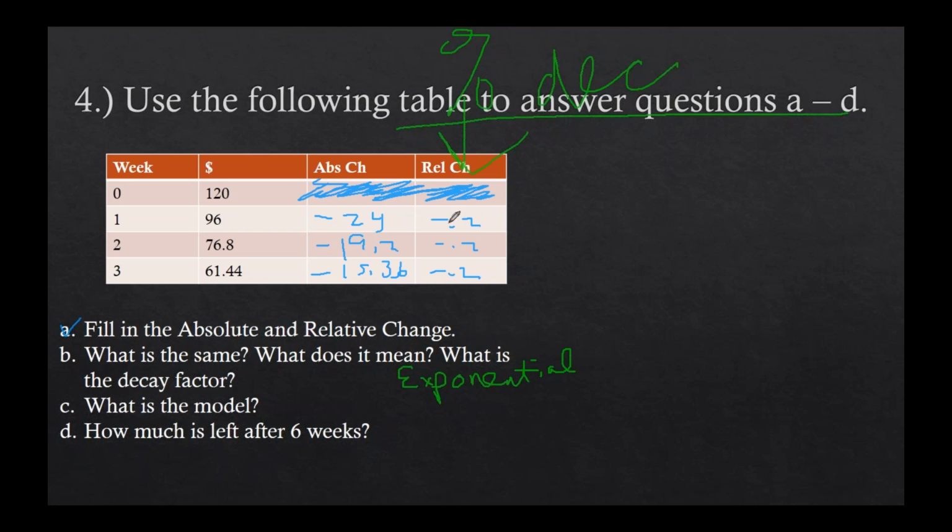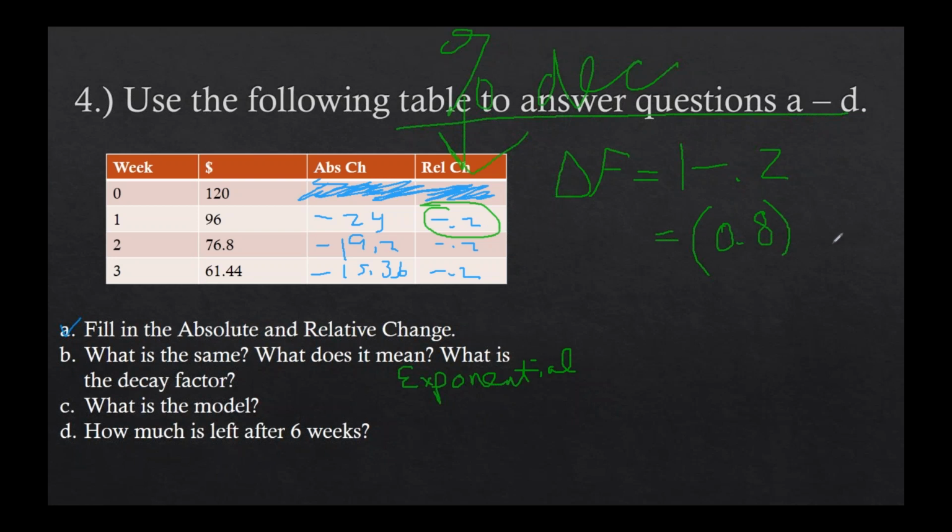All right, so then how do we find the decay factor? We take 1 and we take away the percent change, right? So 1 minus 0.2, not a negative 1.2, 1 minus 0.2. So our decay factor ends up being 0.8.